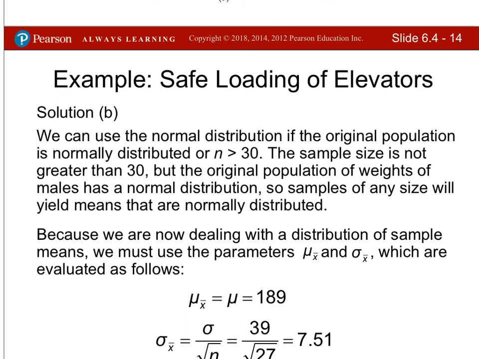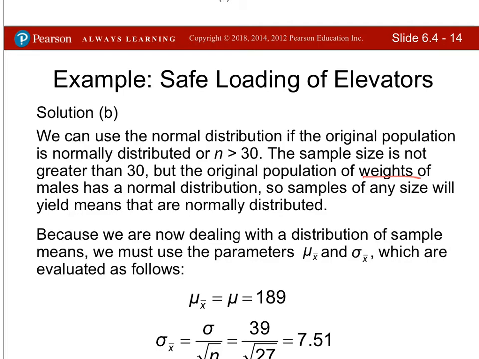Now, we can use the normal distribution if the original population is normally distributed or n is greater than 30. Our sample size is 27, so we're not greater than 30, but the original population is normal, right? Weights are normally distributed, okay? So we get to use that.